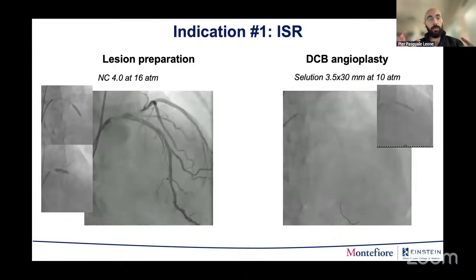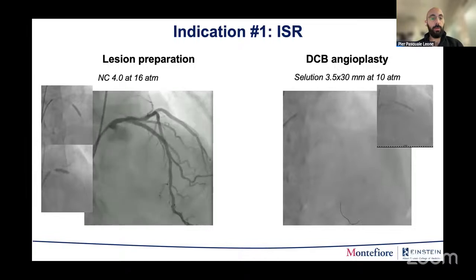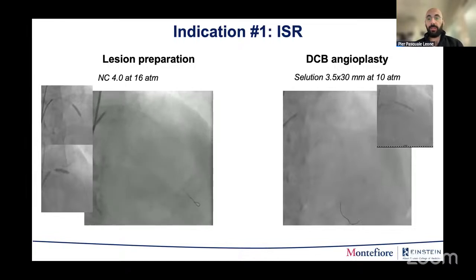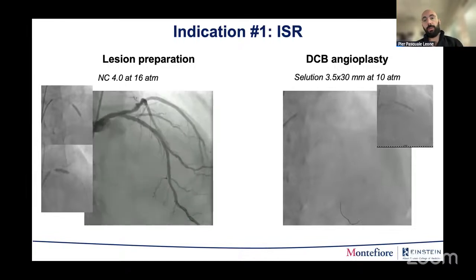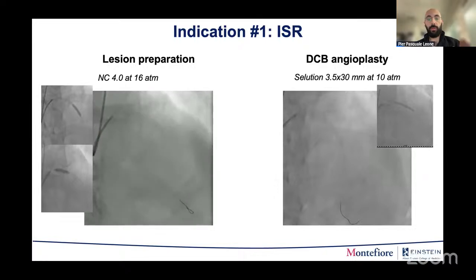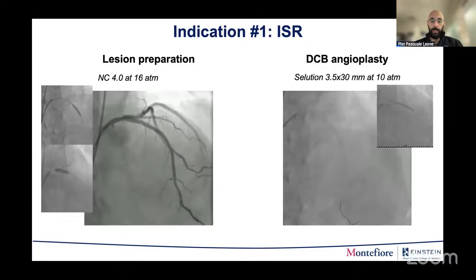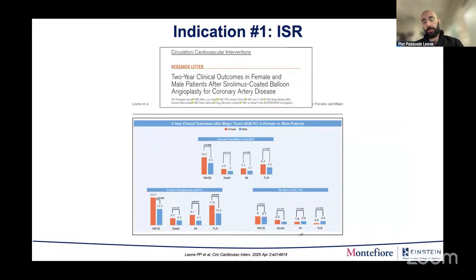So as Dr. Latib said, very good lesion preparation. This was a non-compliant 4.0 balloon in the mid to proximal LAD, and then followed by a SELUTION 3.5 by 30 at 10 atmospheres for prolonged inflation. And I think this really is something that we need to account for, especially in first presenting ISR, even if drug-eluting stent ISR.